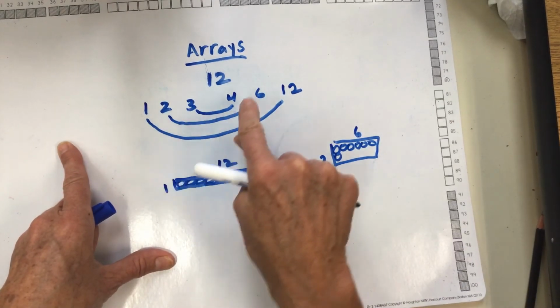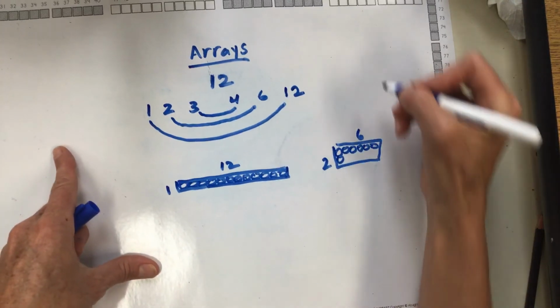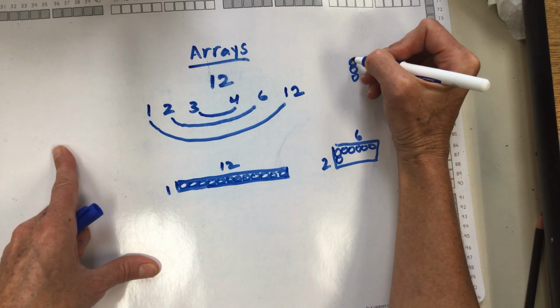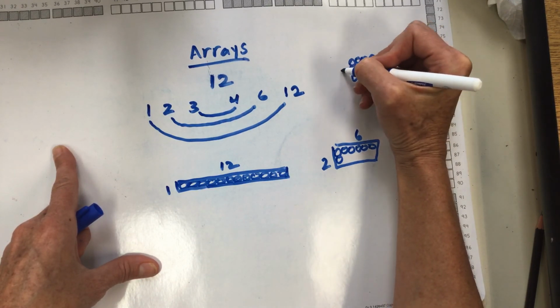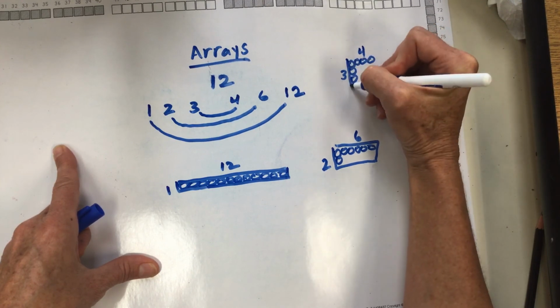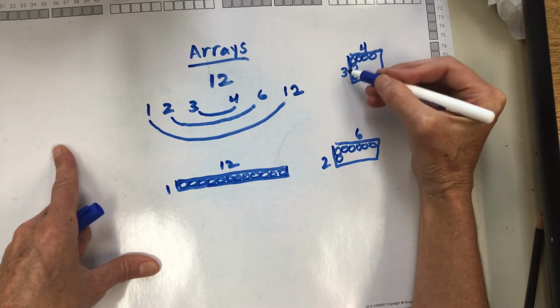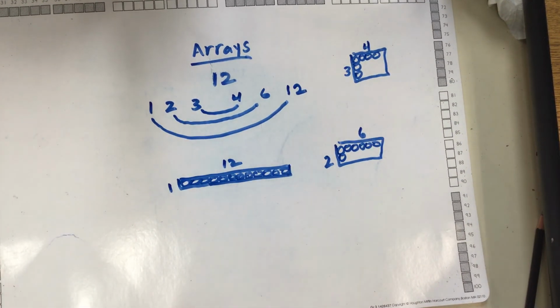And my last one is going to be my 3 by 4. That's why I connected each factor pair. So my 3 by 4 is going to be 3 rows, and there's going to be 4 in each row. So 1 column, 2 columns, 3 columns, 4 columns. 3 by 4. And my 3 by 4 is close to a square number because 3 and 4 are really close together. So this looks more like a square than this one over here.